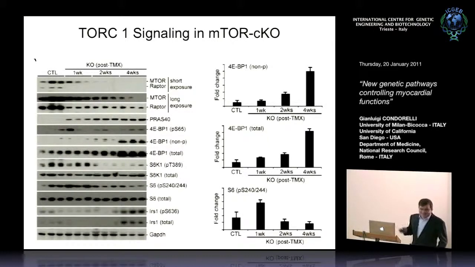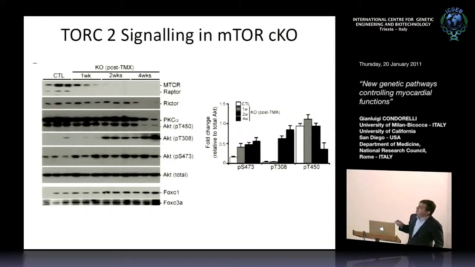So this is signaling. Signaling is a sort of nightmare because there are so many proteins in these mTOR complexes. These are big. But anyway, this is TORC1. And we found that RAPTOR decreases accordingly, less, but there is a significant decrease. What is interesting, and I ask you to focus on this, is that non-phosphorylated 4E-BP1 of course increases, because there is less mTOR. But there is also a total amount of 4E-BP1 that was very significantly increased. And of course, S6 kinase was decreased. This increase in the 4E-BP1 amount was typical of these knockouts.